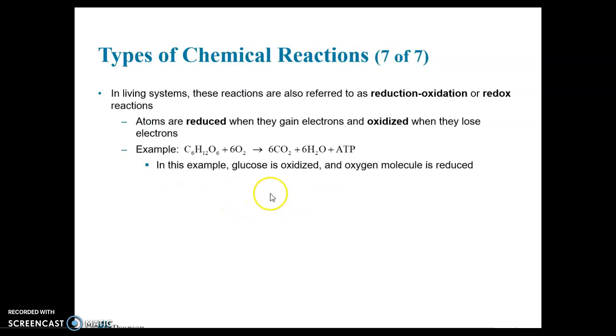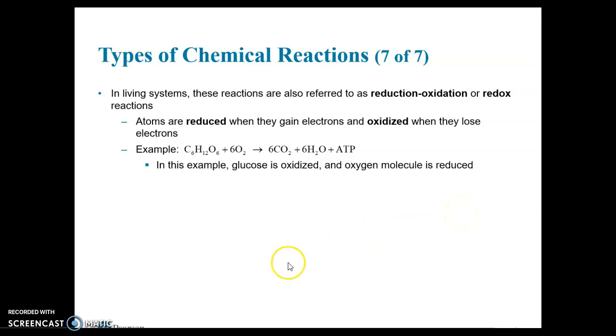And the glucose molecule is oxidized because it is going to be broken down. It's going to lose electrons. The electrons that belong to the hydrogen are going to become part of this water molecule. So the glucose is actually going to be converted to carbon dioxide and the hydrogen removed from it. And that means it's going to lose electrons. And it's oxidized when it loses and it's reduced when it gains.